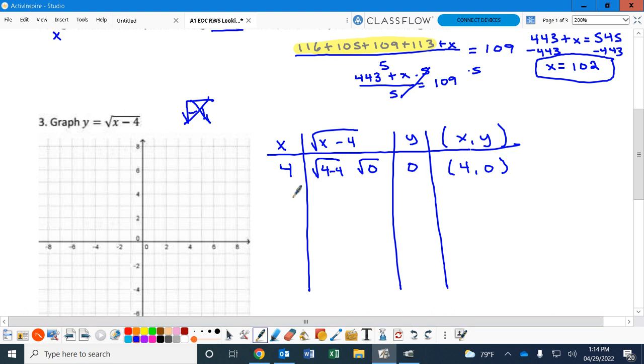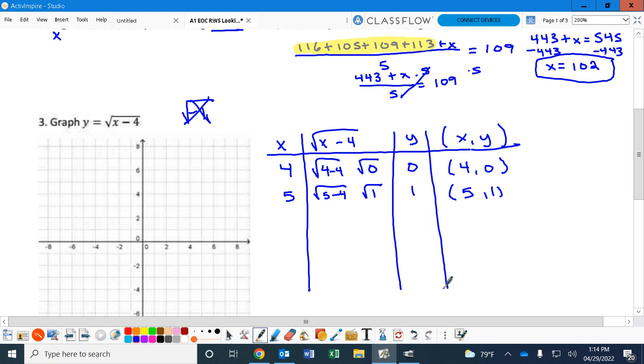Let's keep going up. Let's do 5. That would make it the square root of 5 minus 1, which would be the square root of 4. And what is the square root of 4? No, it's the other way. Do y'all see how my mind works ahead? It's the square root of 5 minus 4, which is what? 1. The square root of 1. And what's the square root of 1? 1. And that would make it 5, 1.